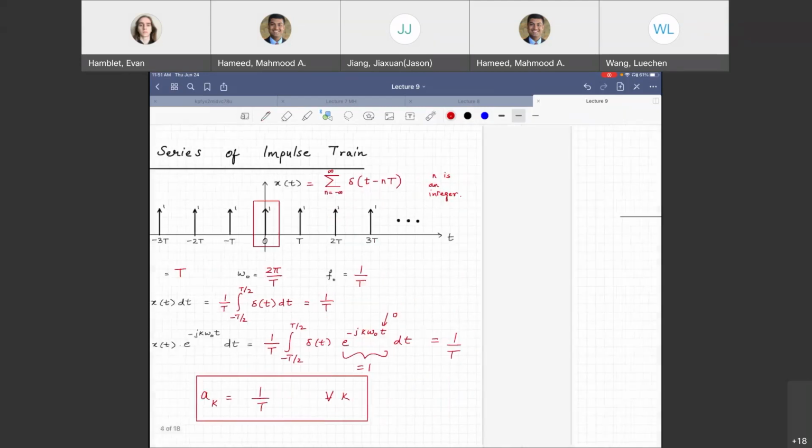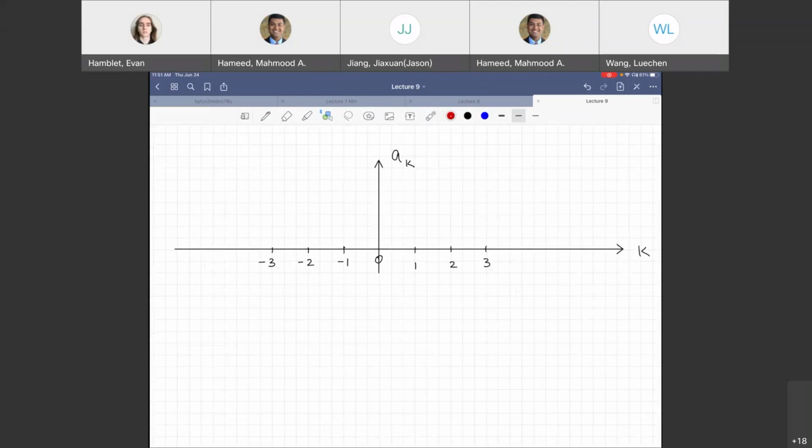Let us sketch it. On the x-axis, I have k. On the y-axis, I have a sub k. What should I plot? 1 over T, 1 over T, 1 over T, 1 over T, right? So let's do that. Let's make this bigger. And let's say dot, dot, dot, it continues and continues. Straight lines. Is that it?